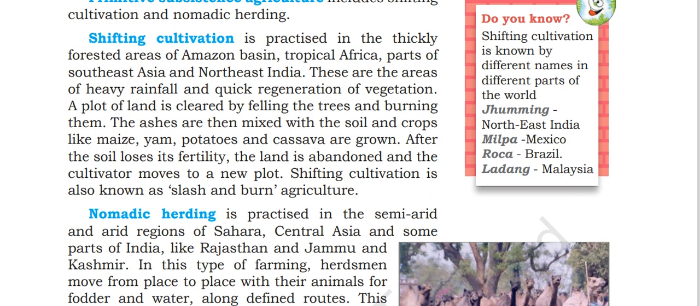A plot of land is cleared by felling the trees and burning them. The ashes are then mixed with the soil, and crops like maize, yam, potato and cassava are grown. After the soil loses fertility, the land is abandoned and the cultivator moves to a new plot. Shifting cultivation is also known as slash and burn agriculture.